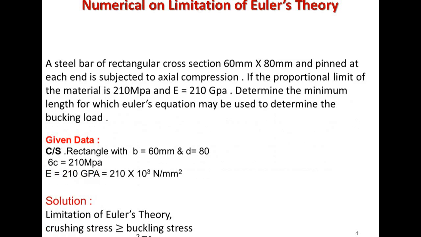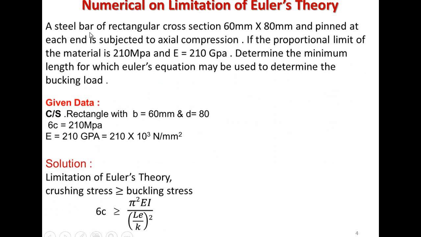Now I will show how to solve the numerical on Euler's limitations. So this is the given problem. A steel bar of rectangular cross section 60 by 80 mm and pinned at each end is subjected to axial compression. So both ends pin jointed is given. If the proportional limit of the material is 210 MPa and Young's modulus equals 200 GPa, determine the minimum length for which Euler's equation may be used to determine the buckling load.